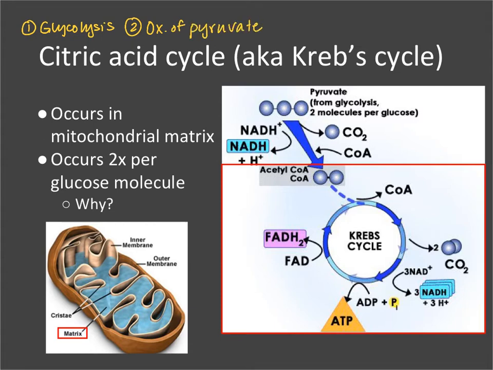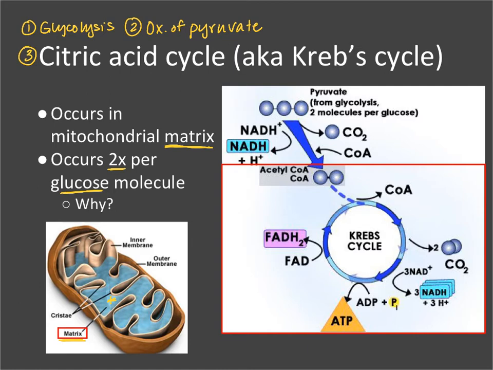So now the third main step is the citric acid cycle, which used to be called the Krebs cycle. The citric acid cycle occurs in the matrix of the mitochondria, so it occurs in the same place as the oxidation of pyruvate. So this is that kind of gooey filled center of the mitochondrion. Now for each glucose molecule that goes through glycolysis, the citric acid cycle is going to occur 2 times.